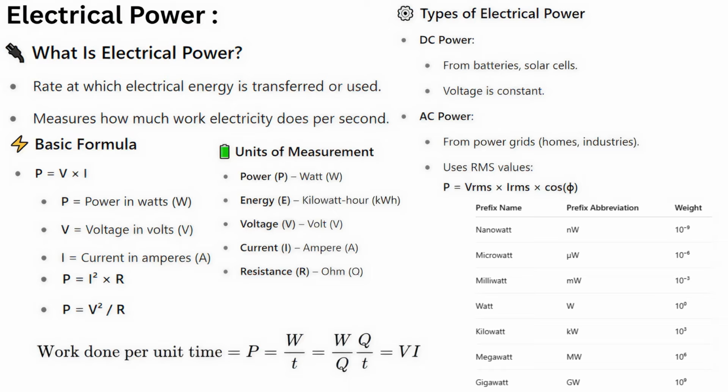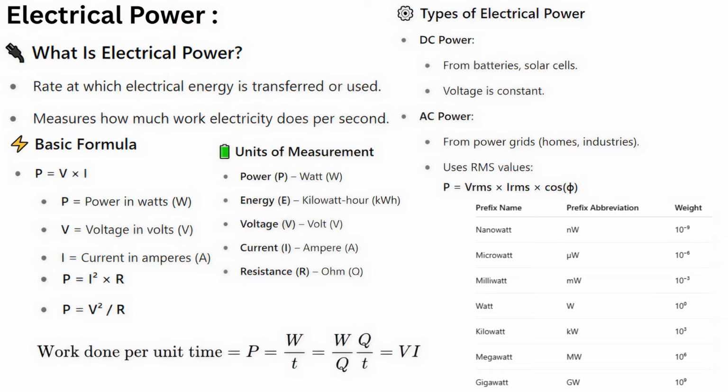V is for voltage, which we measure in volts. Think of voltage as the electrical pressure or push in a circuit. Going back to our hose analogy, voltage is like the water pressure from the tap. The higher the pressure, the more forcefully the water is pushed through the hose.